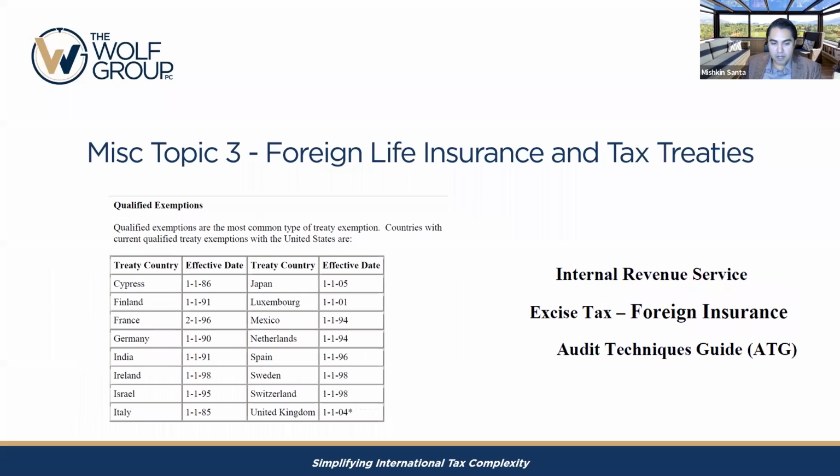And the reason is because there are treaty positions that allow you to get out of that, and most of the countries have these. Here's a list of the different countries where you don't have to do the 720 reporting, you don't have to do the excise tax payment. You still have to file the FBAR and the 8938 for the cash value, but you don't need to really worry about the rest.